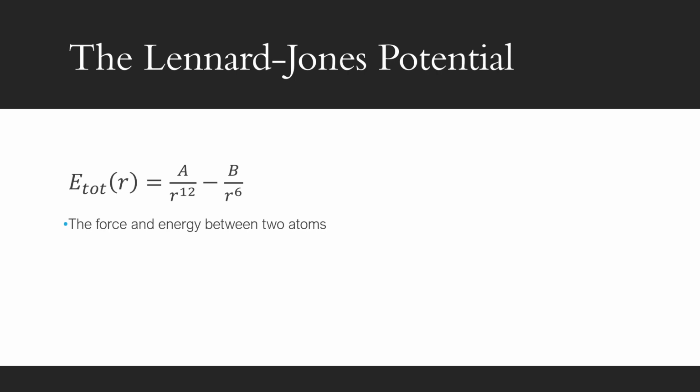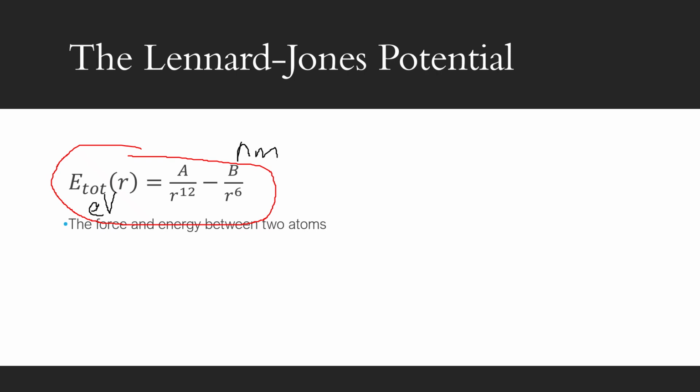Lennard-Jones potential is what we will be studying in this project. It can be modeled by this equation here, where E total of R is equal to A over R to the 12th minus B over R to the 6th. R here is the interatomic distance, which is usually represented in nanometers, and E total is usually in electron volts.